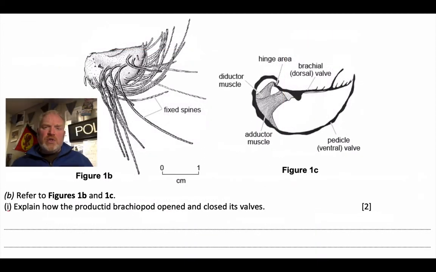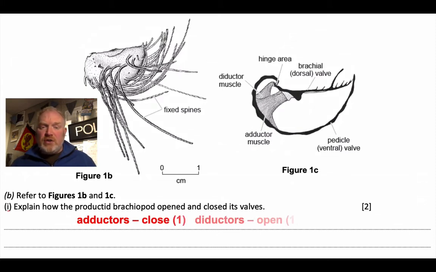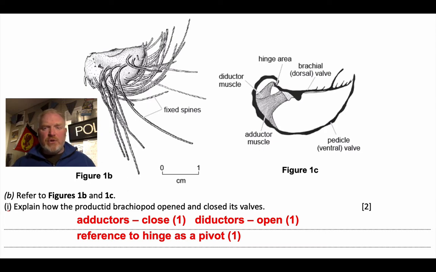We can then start to interpret something from the shape of the shell about how these animals actually lived. You can see that a brachiopod has two sets of muscles. To open its shell, it closes the adductor muscles and opens the diaductors. The hinge on these shells pivots the shell open as well, which is why you have muscles either side of that.